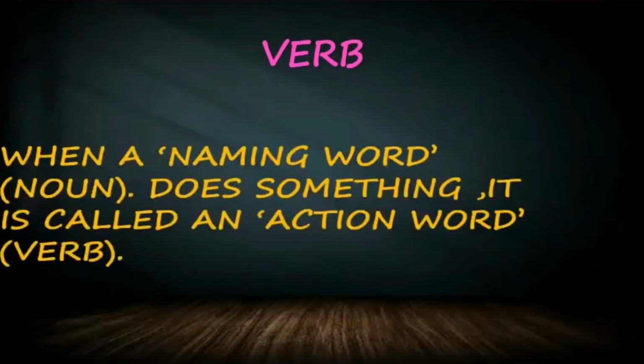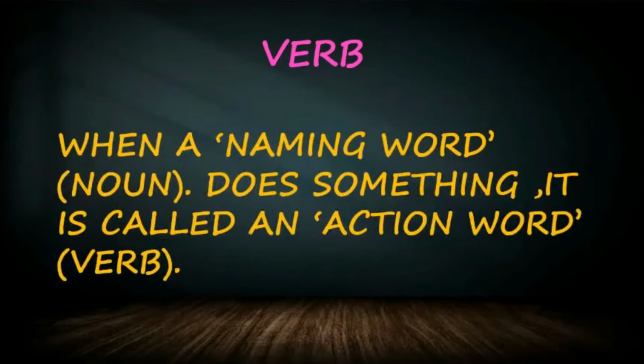Now let's see about verbs briefly. So what is a verb? When a naming word, that is a noun, does something, it is called an action word. Verb. We have seen about noun, the naming word, in a previous chapter. Whatever the noun is doing, whenever a noun is doing something, it is called a verb. Verb is called an action word, whereas noun is called the naming word.